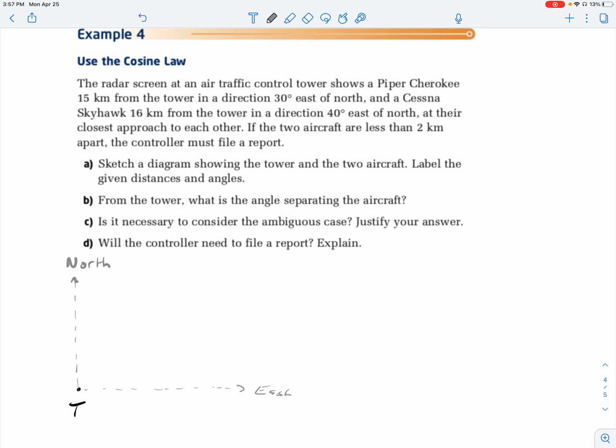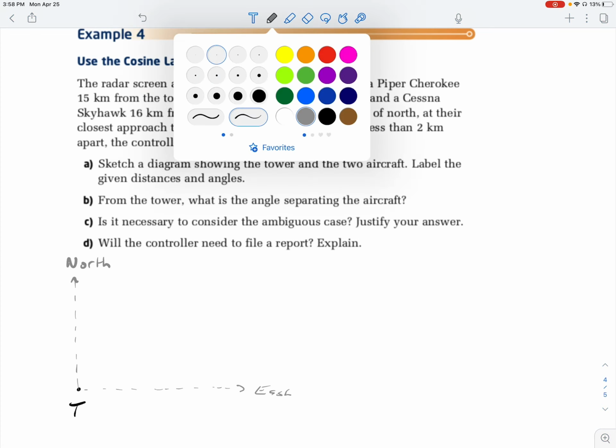Okay, so it says there's the Cherokee. That's 15 kilometers from the tower in a direction of 30 degrees east of north. So I want to draw the Piper Cherokee 15 kilometers from the tower in a direction 30 degrees east of north. So if this is north, I need to go 30 degrees east of north. So I'm going to rotate this way 30 degrees. Okay, so I should have a line going this way. That line should be 15 kilometers long. So I'll go ahead and do that first. I'll draw this in blue.